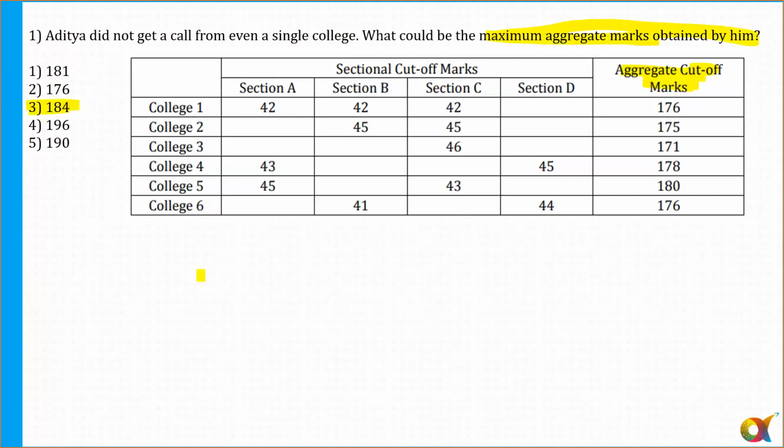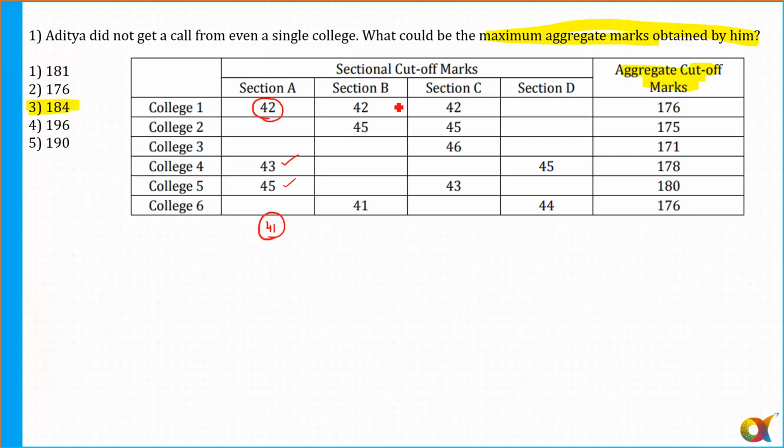So if I go section wise here, in section A, the lowest cutoff for one of the colleges is 42. For one of the colleges, it is 43. If it is 45. So can I say if Aditya is getting a score of 41, he is not able to clear the sectional cutoff of any of the colleges? Yes or no? In section A, if he is getting a score of 41, he will not be able to clear the sectional cutoff of any of the colleges here.